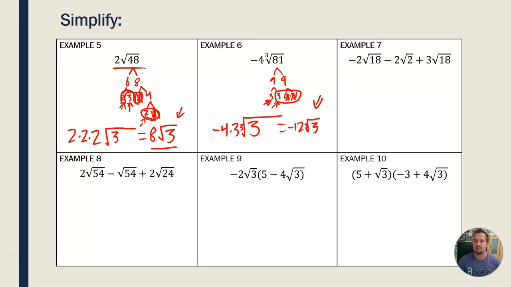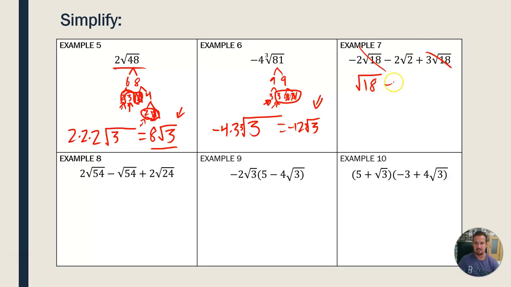Now let's talk about some operations with these radical expressions. So here I have -2 square root of 18 minus 2 square root of 2 plus 3 square root of 18. Remember, when I'm adding or subtracting radical expressions, I can only combine them together if I have the same radical, the same radicand. So like these 2 I could combine together, but this one I cannot. Let's combine those together right now. -2 square root of 18 plus 3 square root of 18 is going to be 1 square root of 18.